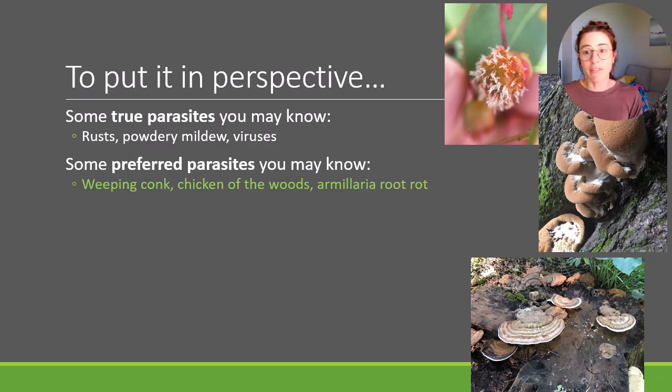Versus some preferred parasites that you might know: weeping conk, chicken of the woods, Armillaria root rot. These are ones that they absolutely can feed on dead matter, but they can feed on living hosts, particularly hosts that have been stressed out or wounded. Stress and wounding helps all of our wood decay fungi and most diseases in general.